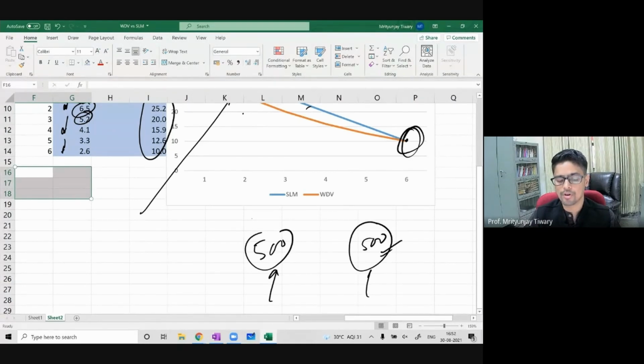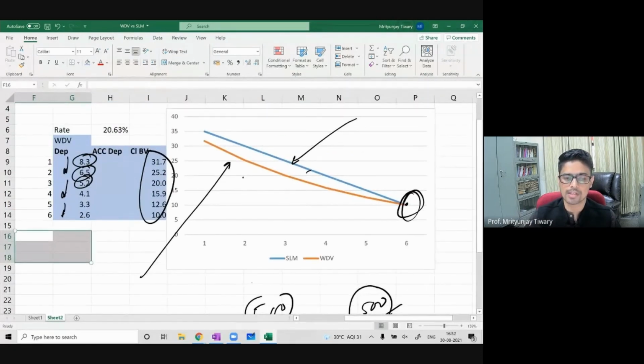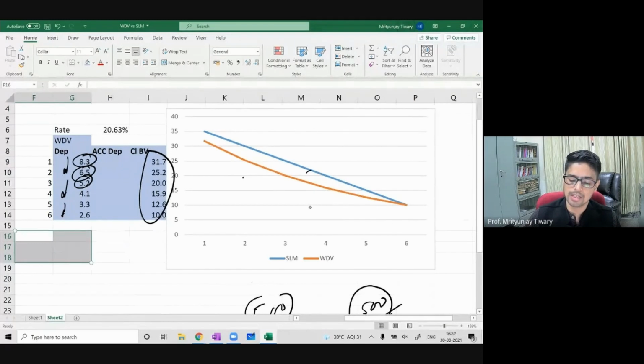So it is very important for all of you to keep in mind that when you are comparing WDV versus SLM, or depreciation method 1 versus 2, the income statement numbers reverse in the middle life of the asset, but balance sheet numbers never reverse. They always remain in one particular direction. Any questions? Okay, perfect.